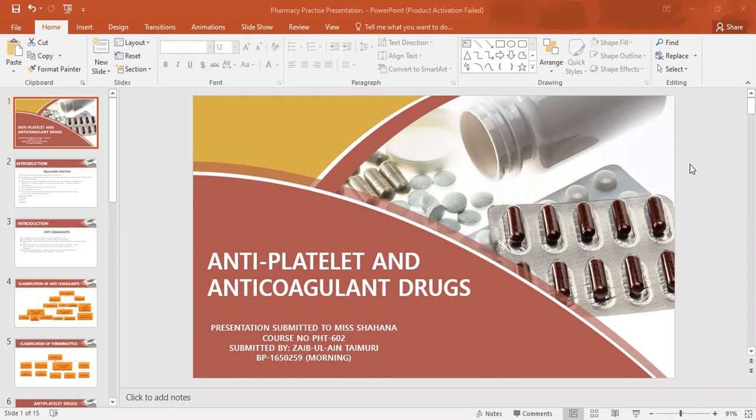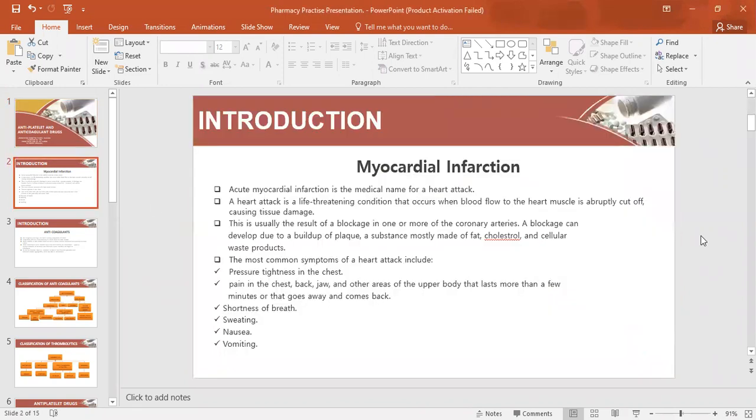The topic my group was given was myocardial infarction, and my subtopic was antiplatelet and anticoagulant drugs. First, I would like to get started with a brief introduction of myocardial infarction. Myocardial infarction is the medical name for a heart attack.